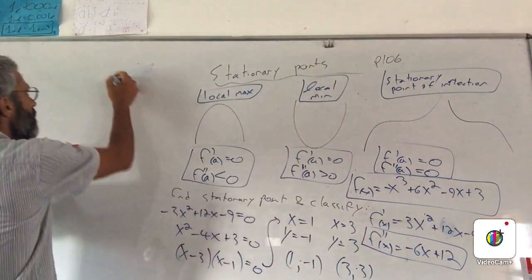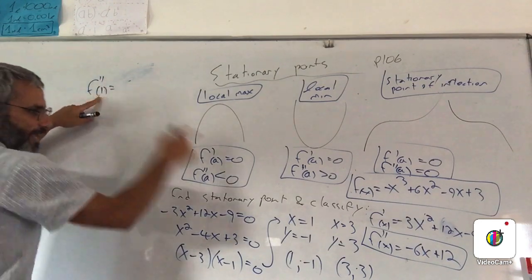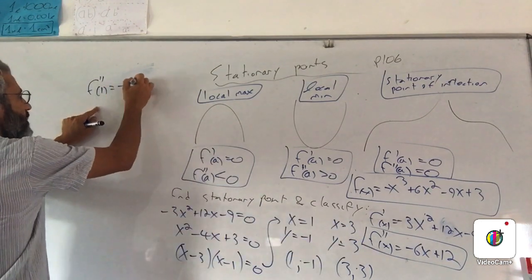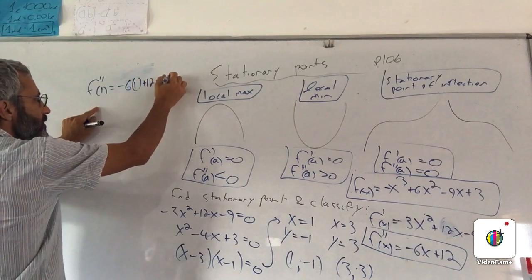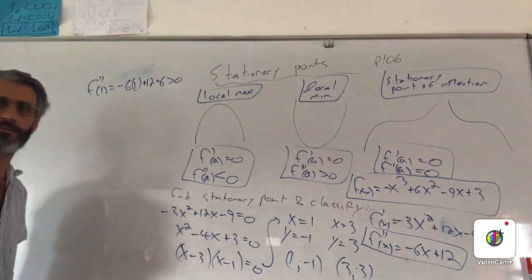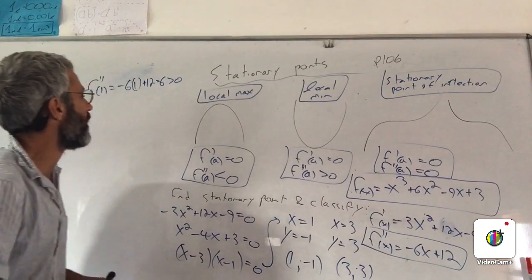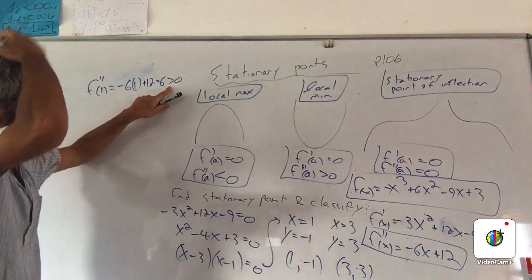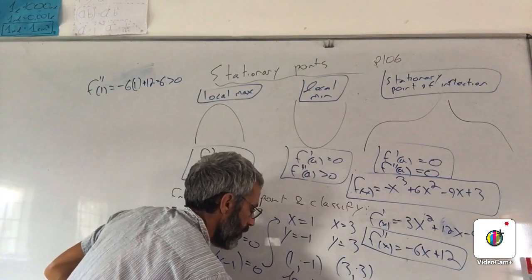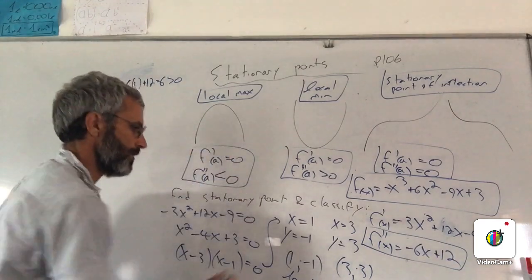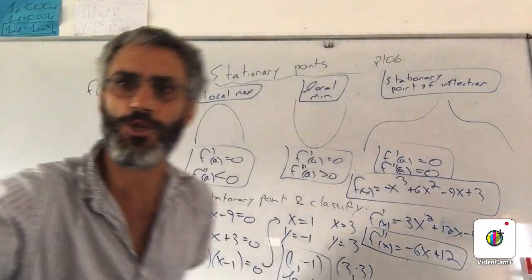Okay? So we're going to find the second derivative when x equal 1. I'm plugging in 1. We're going to get minus 6 times 1 plus 12, which is 6, which is larger than 0, right? Yes. Okay, what does that tell us about this point? What is 1, minus 1 if it's larger than 0? It's local minimum. Okay? So this one is a local minimum.